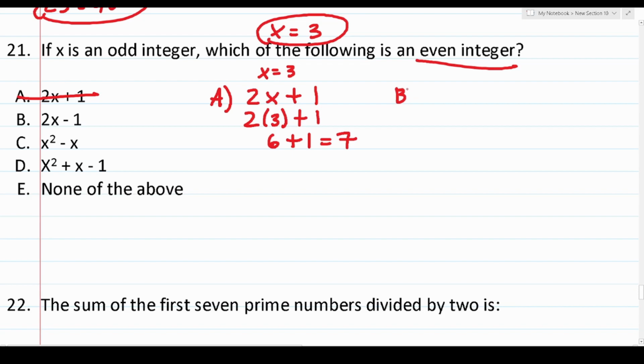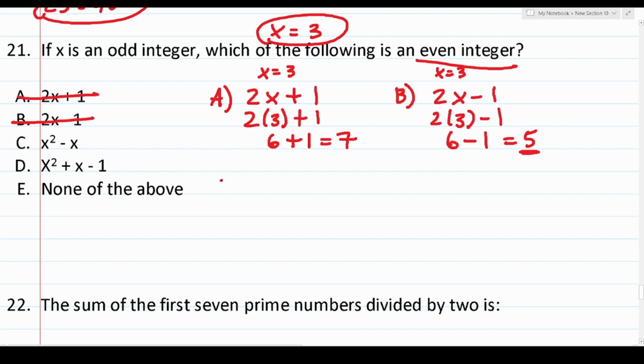Let's move on to B. Again, B is 2x minus 1. Again, we're going to let x be 3. So this becomes 2 times 3 minus 1. 2 times 3 is 6. Minus 1. 6 minus 1 is 5. Again, this 5 is an odd integer, so we know it's not this.